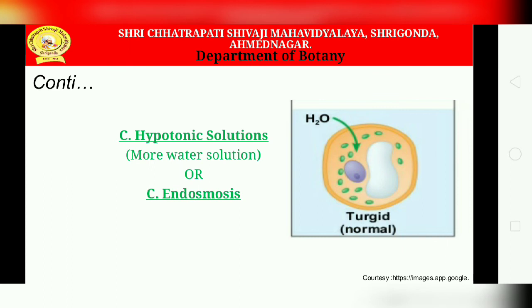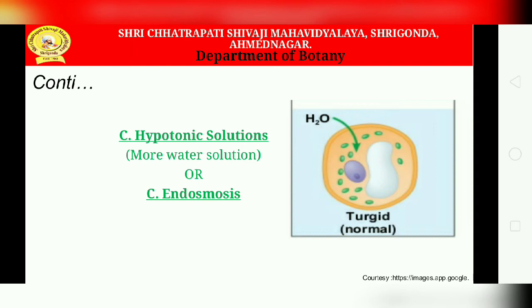Okay, and the last type is the hypotonic solution, and the type of osmosis is endosmosis. In this condition, if the solution has a lesser solute concentration than that of the cytoplasm, it is called a hypotonic solution. If a cell is placed in such a solution, water will diffuse into the cell, and the cell will swell, since more water is present. This is the endosmosis condition.